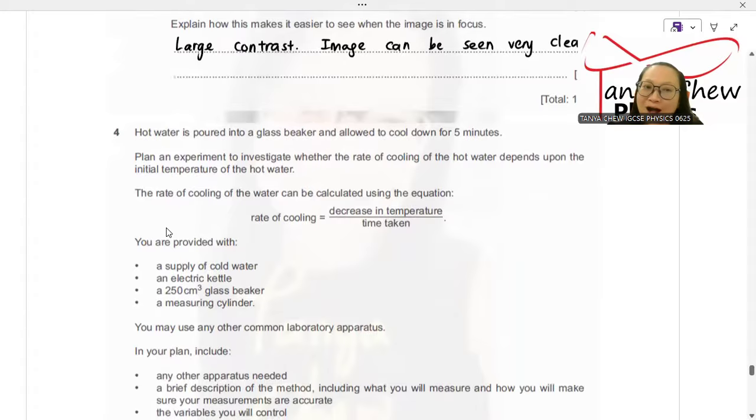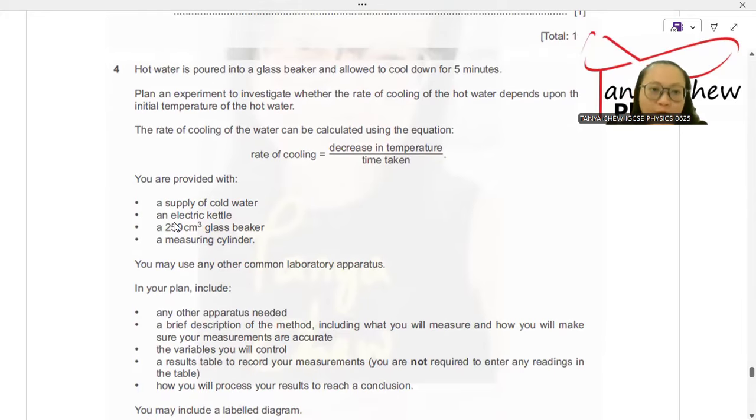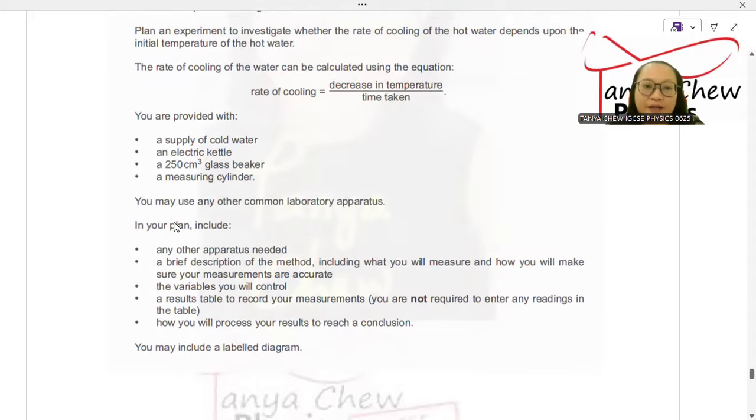Number 4, the last part. Hot water is poured into a glass beaker and allowed to cool down for 5 minutes. Plan an experiment to investigate whether the rate of cooling of the hot water depends upon the initial temperature of the hot water. The rate of cooling can be calculated using the equation: rate of cooling is equal to decrease in temperature divided by time taken. You are provided with a supply of cold water, an electric kettle, a 250 cm cube glass beaker, a measuring cylinder. You may use any other common laboratory apparatus.